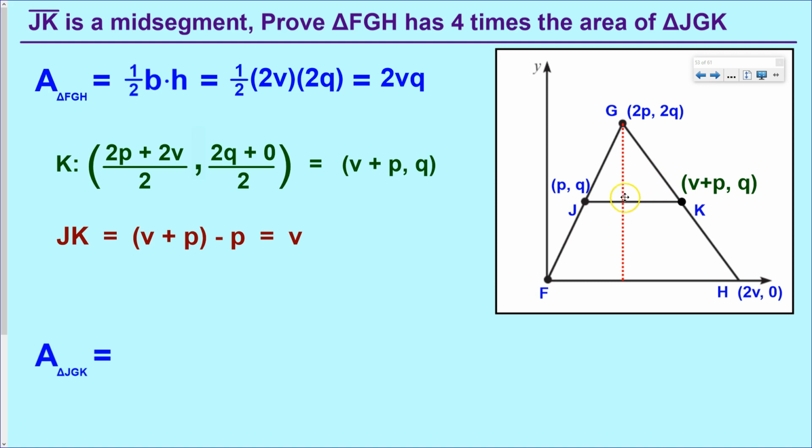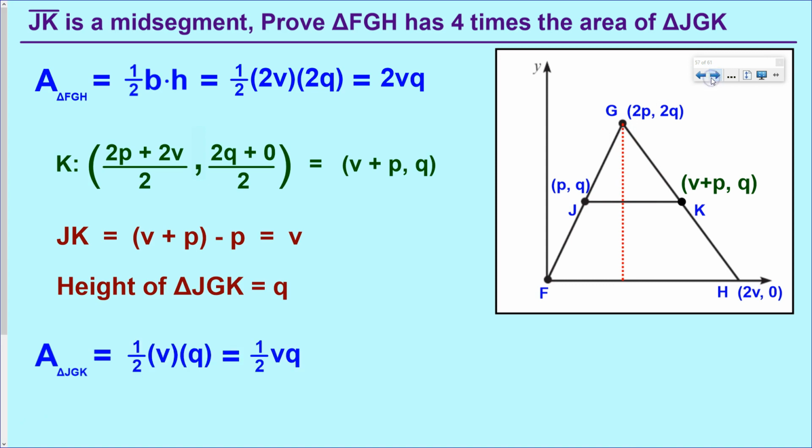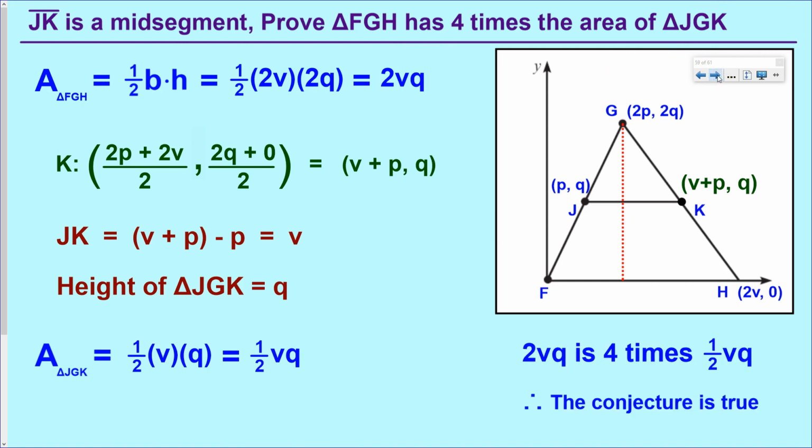The other thing we need is the height of the small triangle, which is from here to here, and you'll notice that this base has a height of q, and then we go up one more distance of q to get here, so this little remaining segment must also be q, which helps us out. And then we plug it into the formula, and there's nothing you can really simplify there, but you will notice that the area here is 4 times as big, so if we took this and multiplied it by 4, we would get the other, and therefore the conjecture is true.